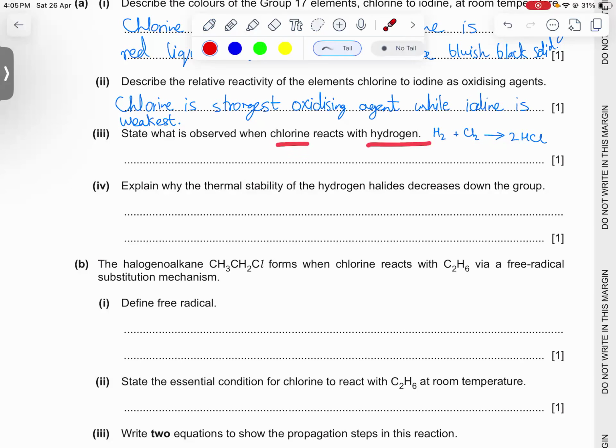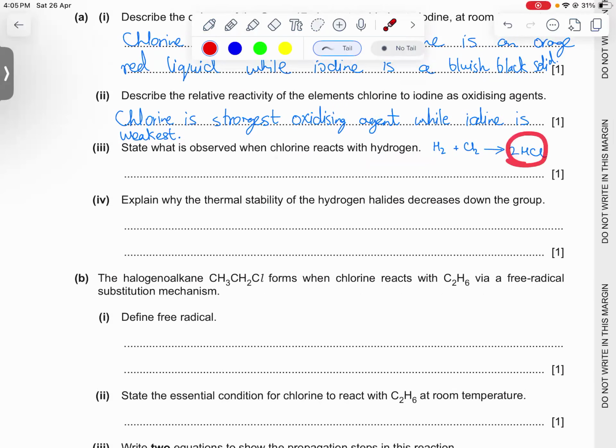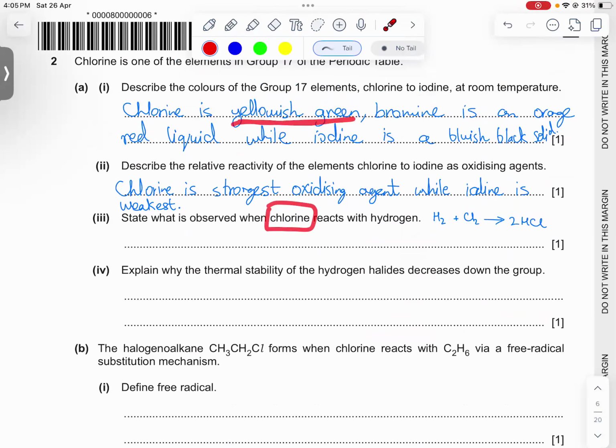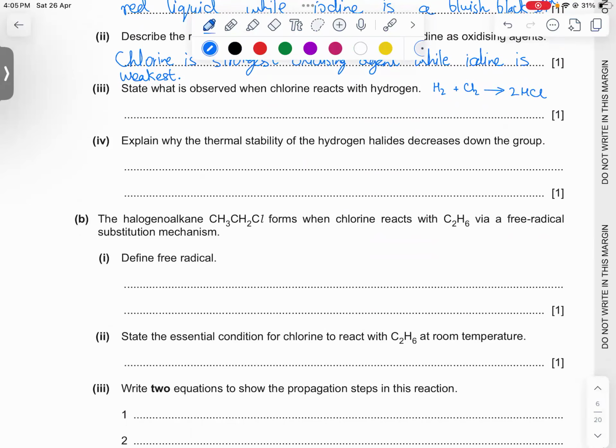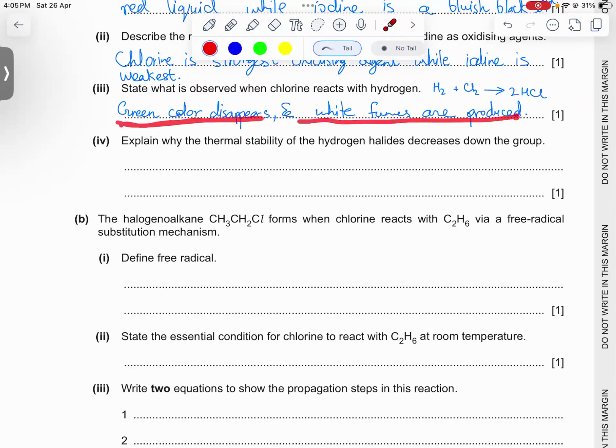When chlorine reacts with hydrogen, a white steamy fume is produced. The second thing you observe is that chlorine's own yellowish green color starts to disappear. So you can write: green color disappears and white fumes are produced.